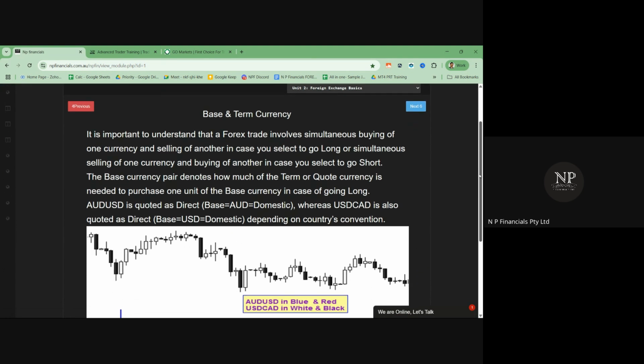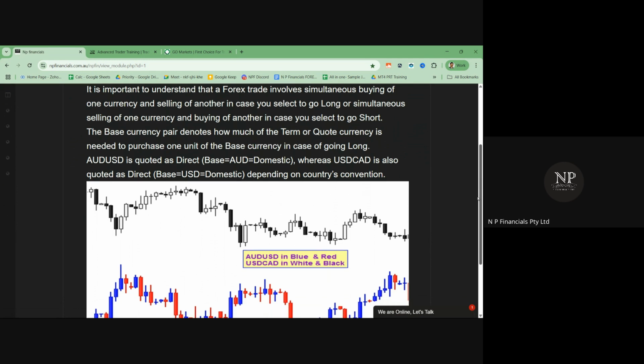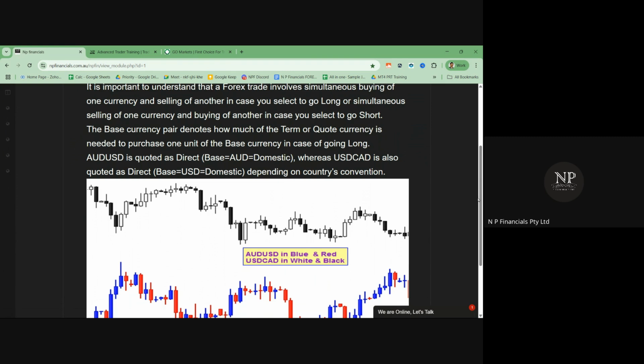Now, it is important to understand that a forex trade involves simultaneous buying of one currency and selling of another in case you go long, and simultaneous selling of one currency and buying of another in case you go short.